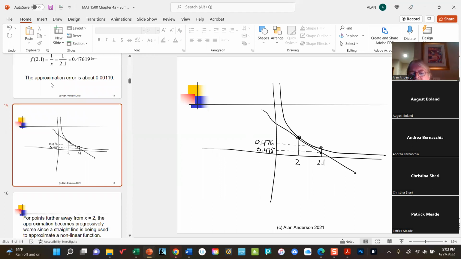But if we tried to use, let's say, whatever this value is here, you can see the spread between them is getting quite large. Let's say this is 5. If you try to go all the way up to 5, you can see that the approximation will not be very good.